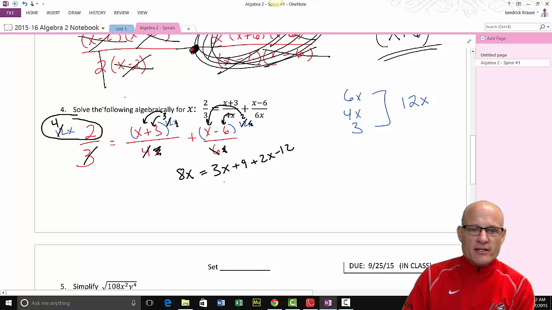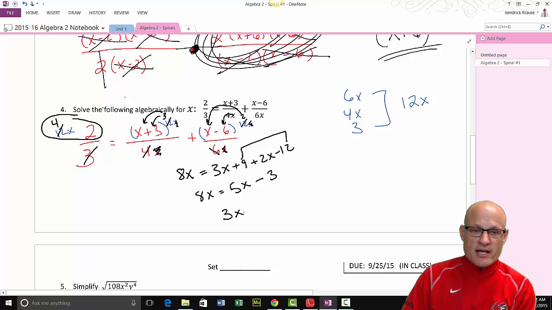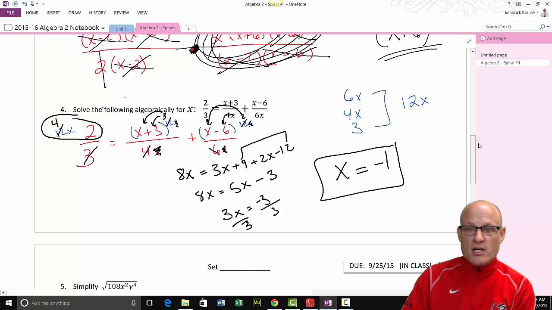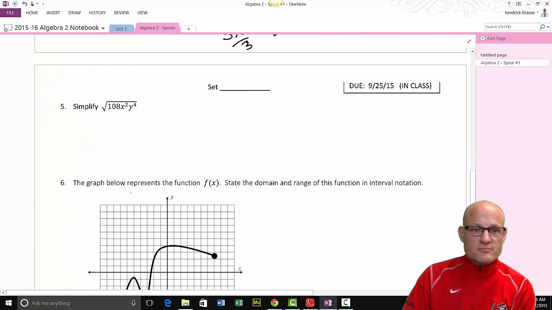So, let's see what we got. We got 8x equals 5x minus 3. Because 9 minus 12 is negative 3. Bring the 5x over, I get 3x equals negative 3. Divide by 3, and I get x equals negative 1. Done.